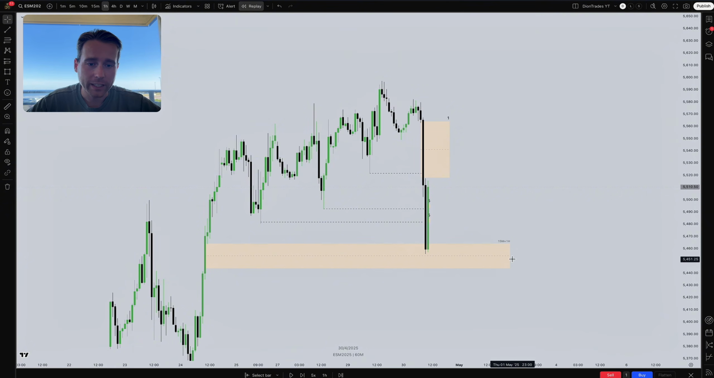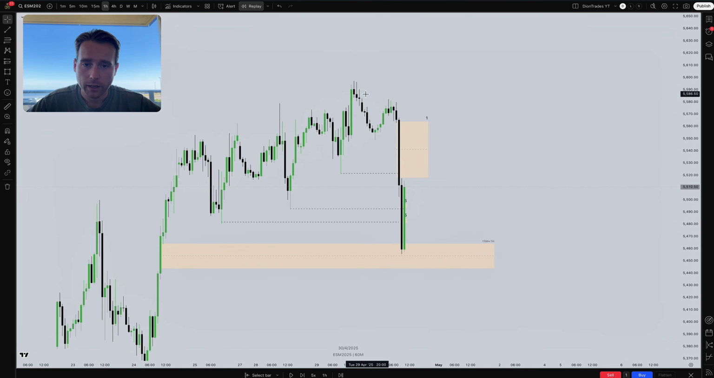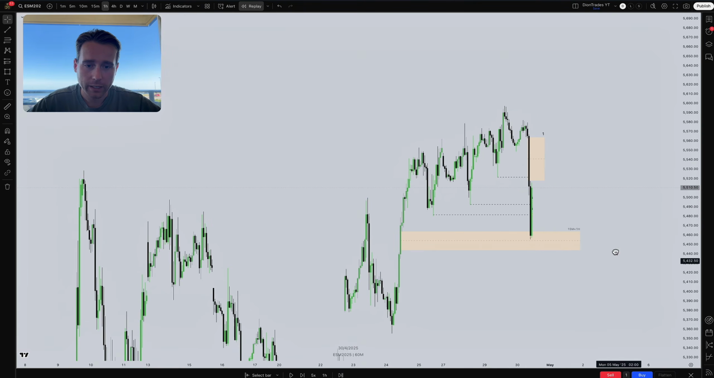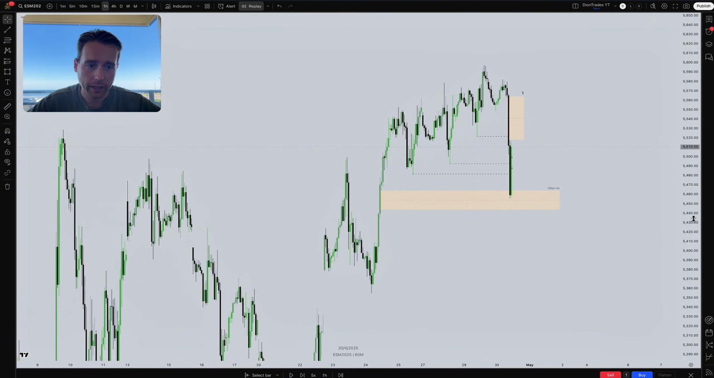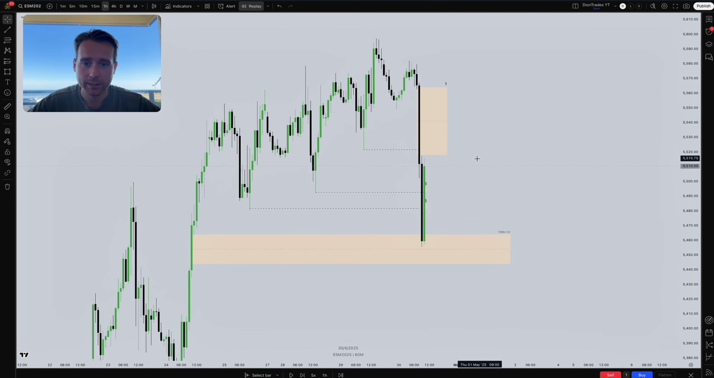Here we're looking at ES at the 1 hour chart. And what do we see? We have a big, massive displacement right here, and we just rebalanced. Remember what I mentioned about the higher time frame trend.